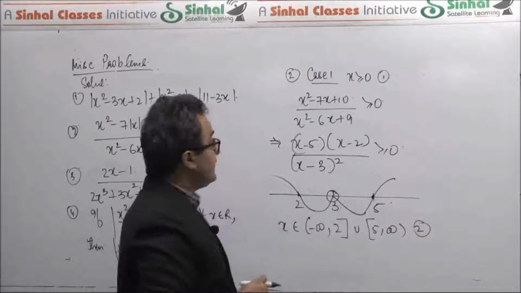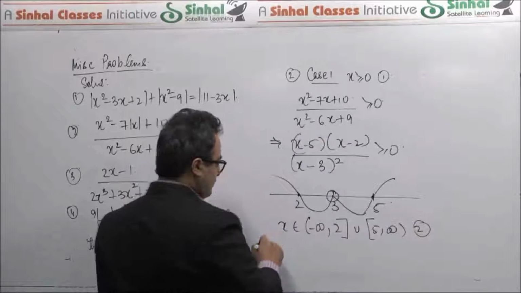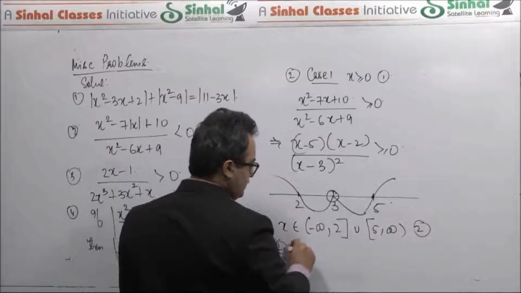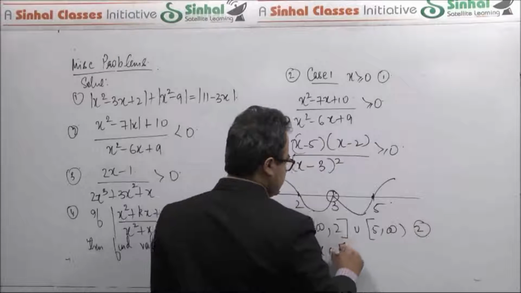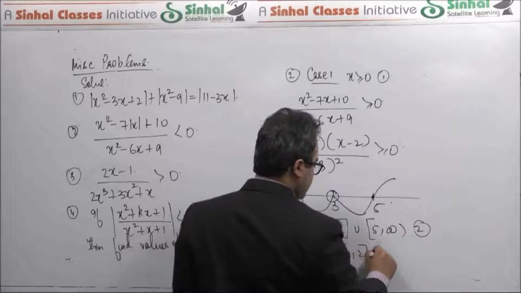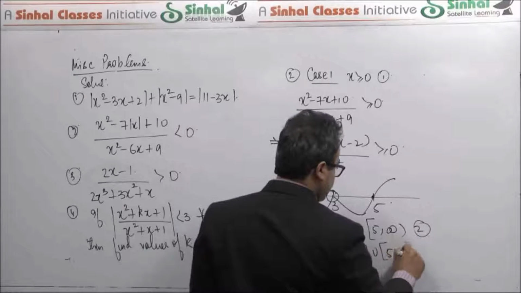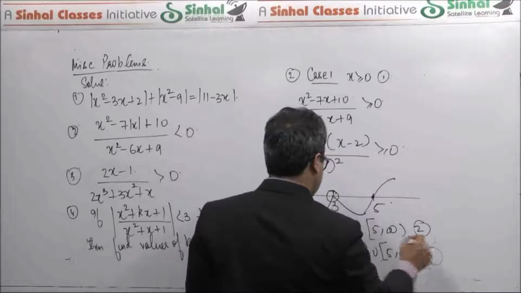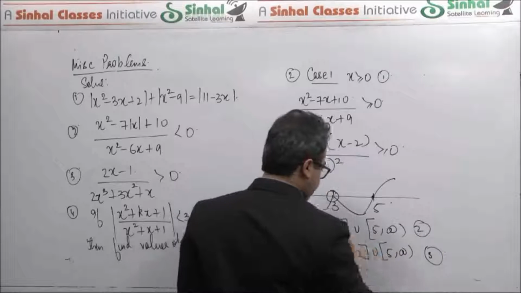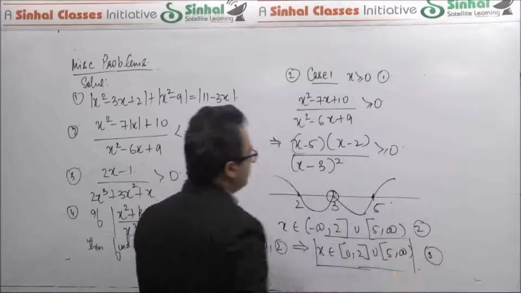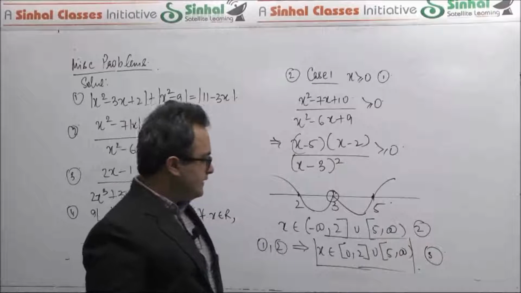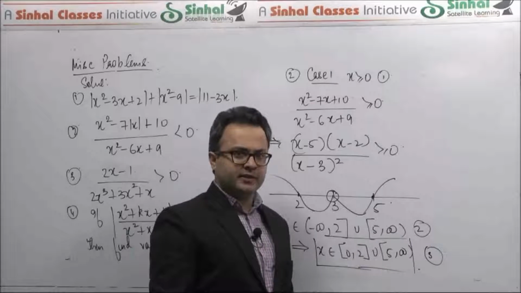But we also need to take an intersection with case 1. So from the statement set 1 and 2, I get the values of x as 0 to 2 union 5 to infinity. So these values of x are definitely part of the final solution set.